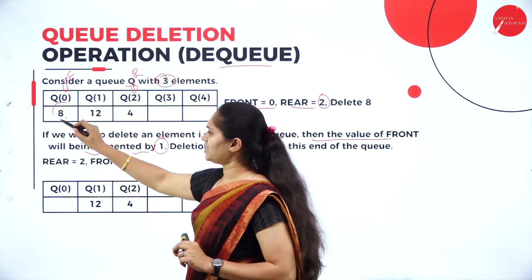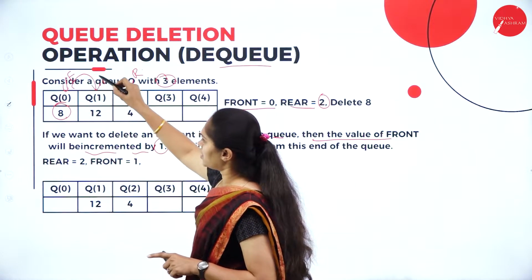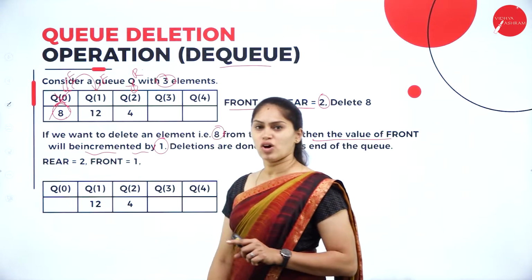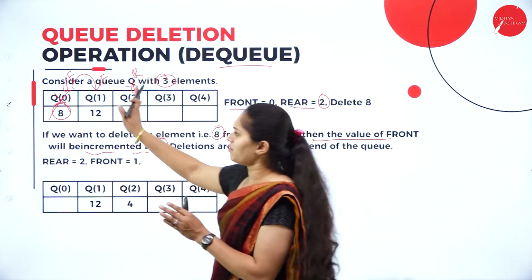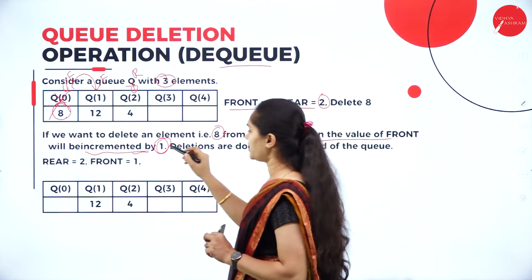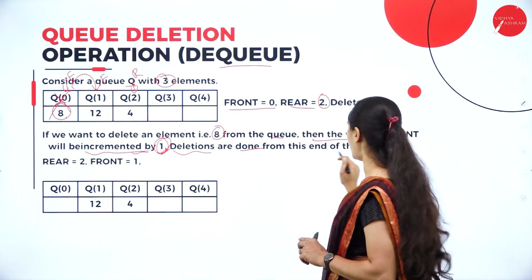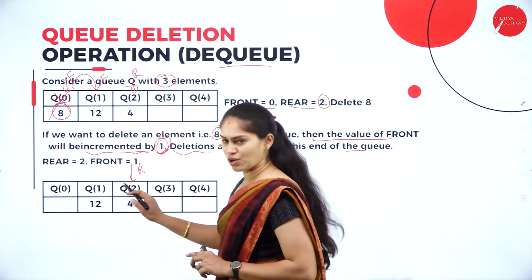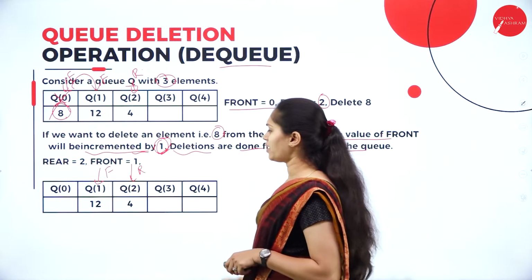When front is 0, that is indicating the first element. If I wanted to delete this element, if I increment the front by 1, then front will come here. What it indirectly means is that whatever we had in the 0th position got deleted. If I am incrementing the front pointer by 1, the previous element is deleted as well. So deletions are done from this front pointer. As of now, rear is pointing to Q of 2 and front is in the location 1.